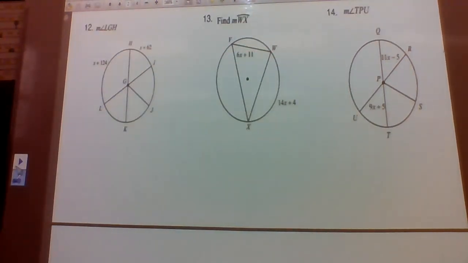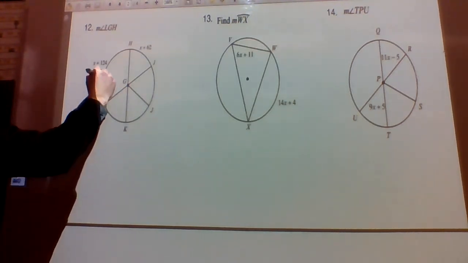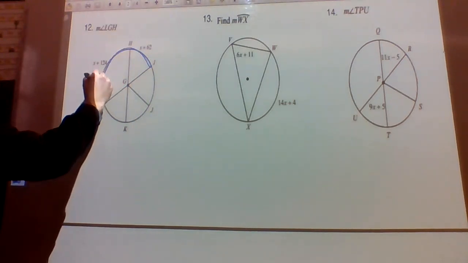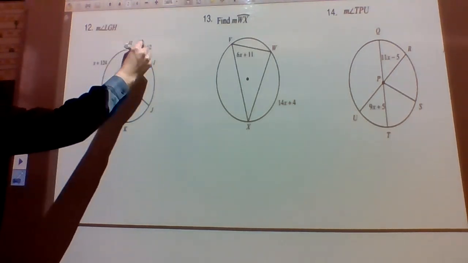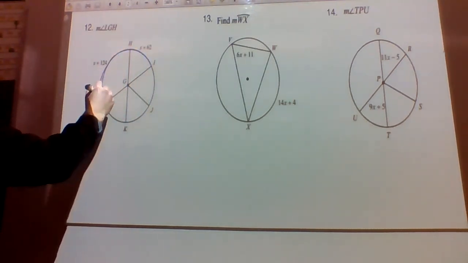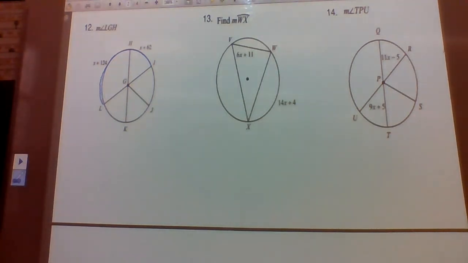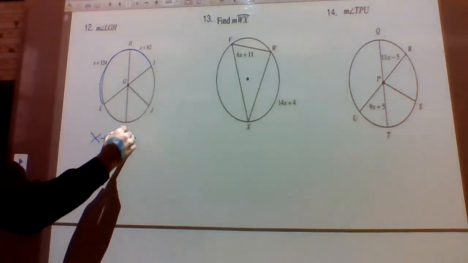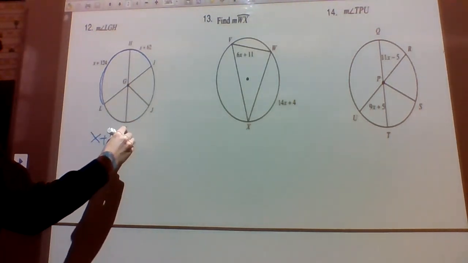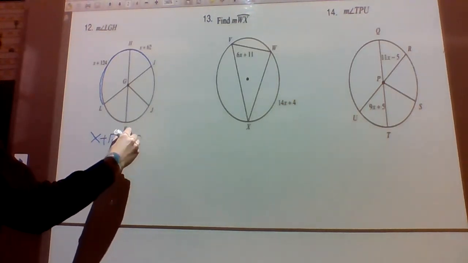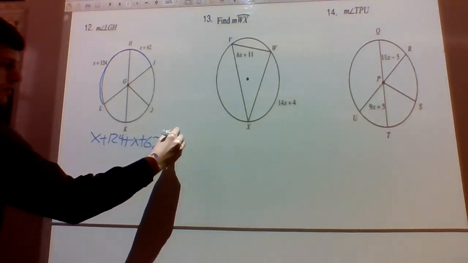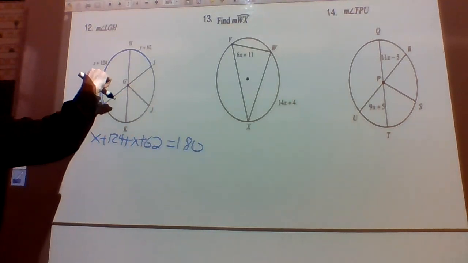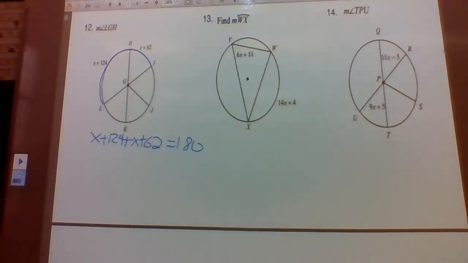First thing I notice on number 12 is a semicircle, because I'm looking for semicircles. A lot of these problems have semicircles, so I continue to look for them so I can solve them. The measure of a semicircle is 180 degrees. So again, we have x plus 124 plus x plus 62 equals 180.